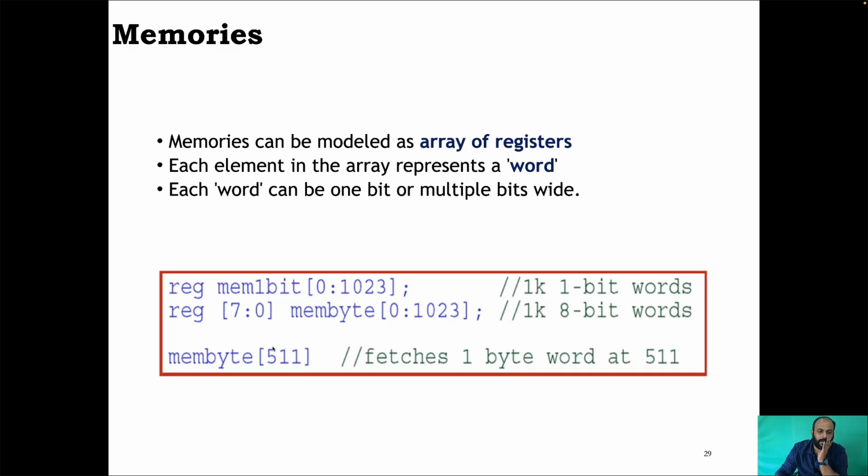Having declared it, if you want to select a particular vector or a word from a particular memory, what should you write? You should write, say, y is equal to membyte[511], which means the vector residing in the 511th row of this particular memory, membyte, will be fetched and stored elsewhere, where it is assigned to.